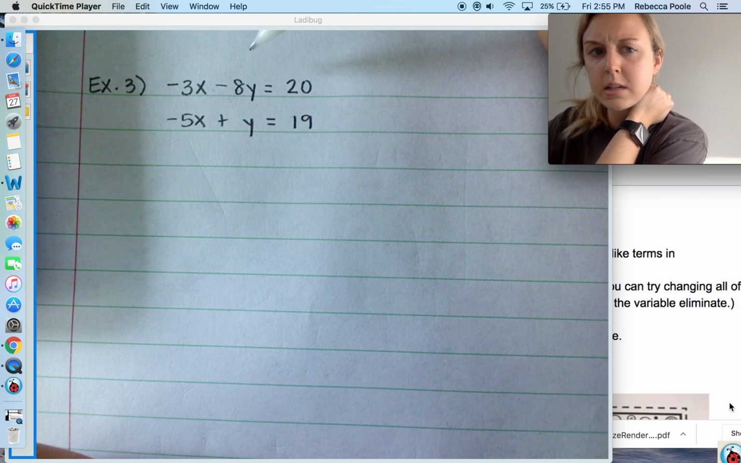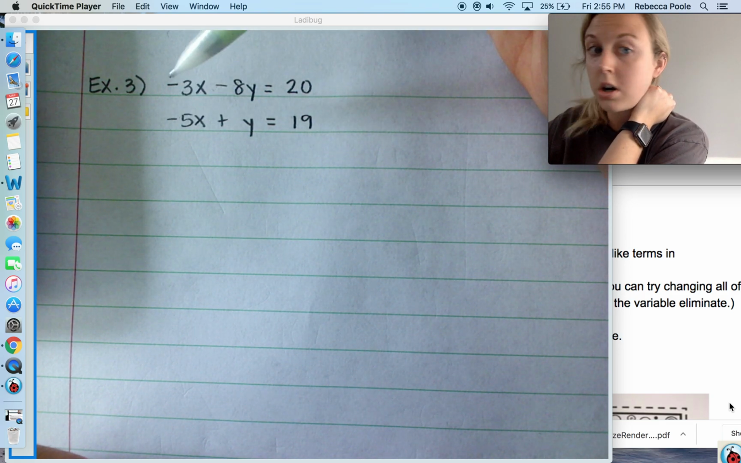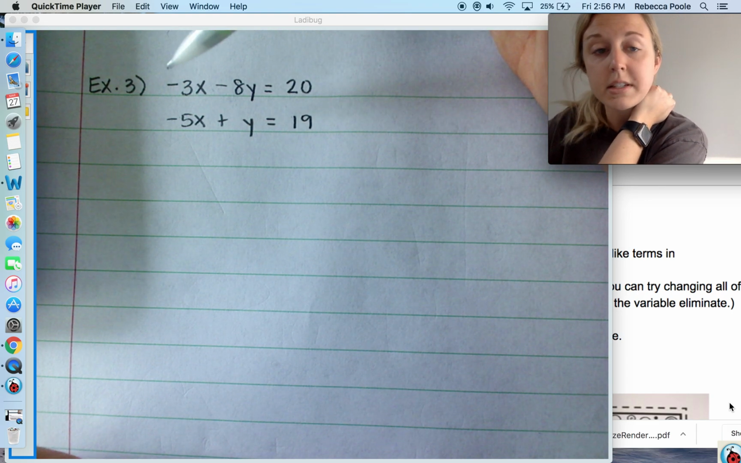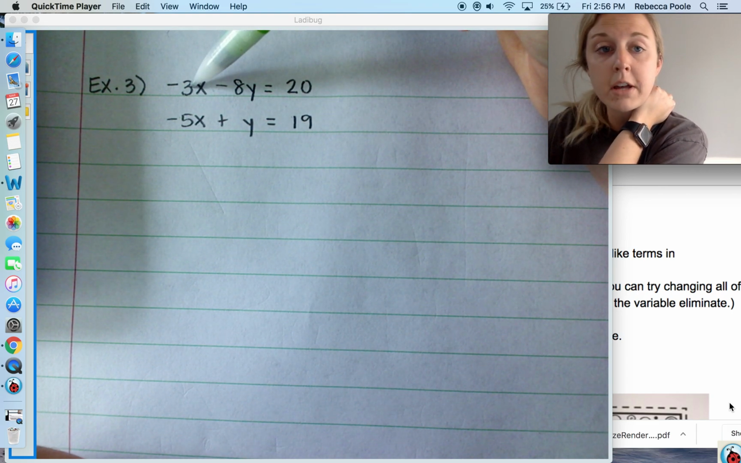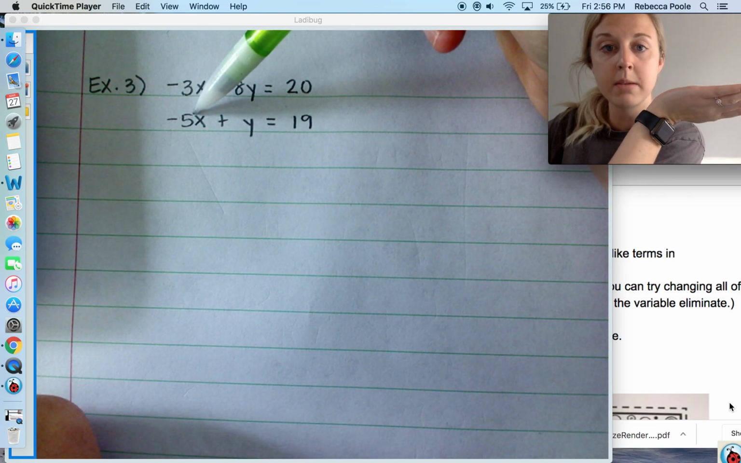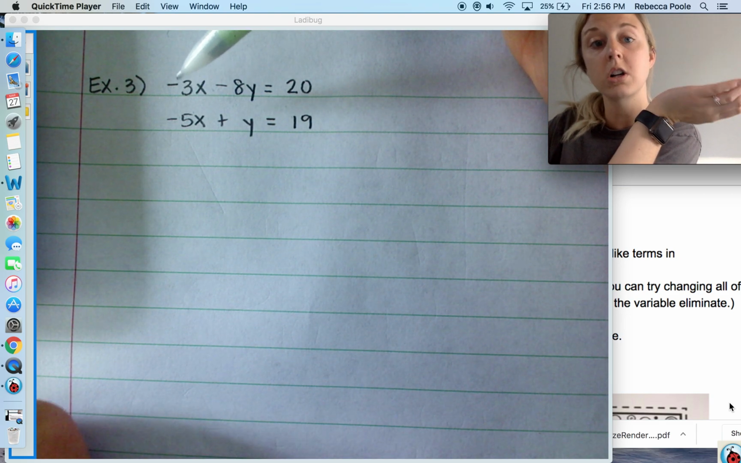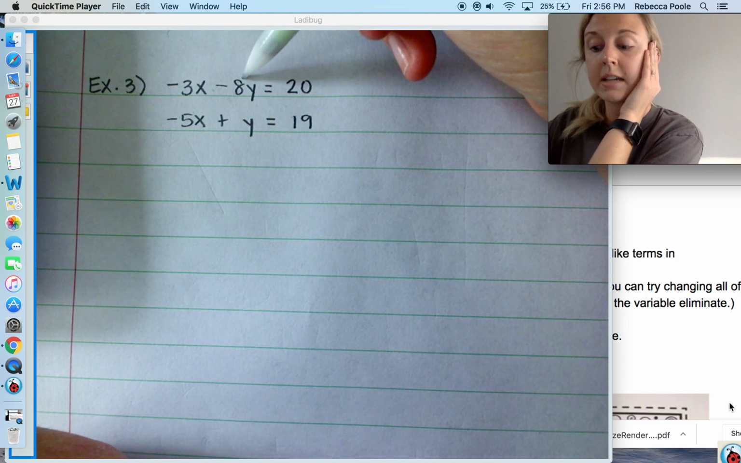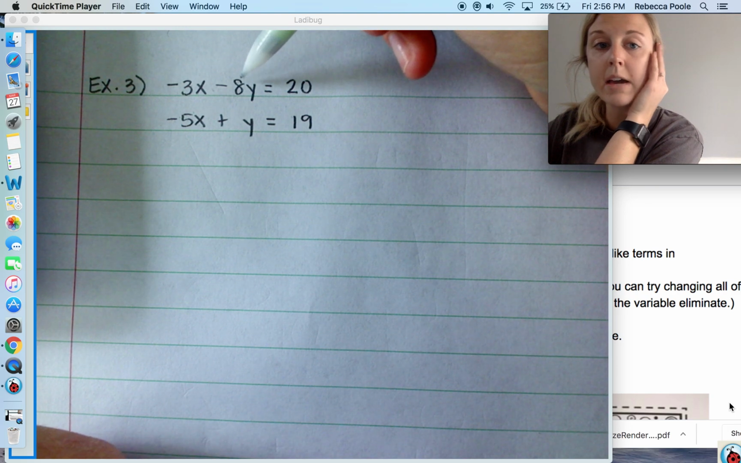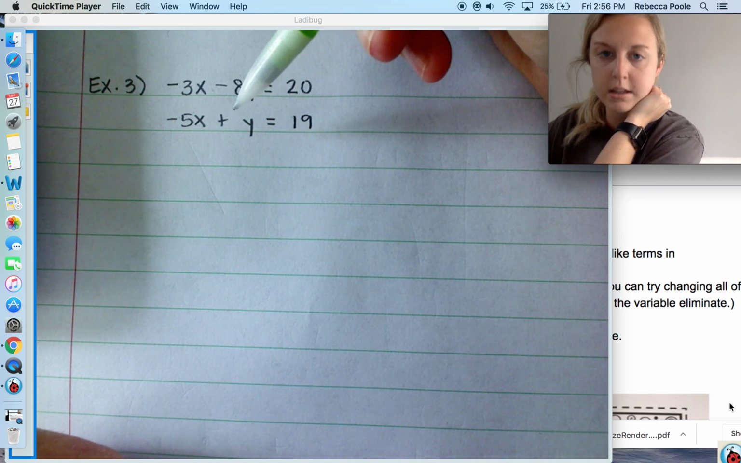If you first look at this one, you're probably like, what the heck, Miss Poole? Nothing eliminates, right? So 3x and 5x are not going to eliminate because they're not the same. So if I took away 3 M&Ms from Bray and then I took away 5 M&Ms from Annie Marie, well, nothing eliminated there, right? Because they're not the same. If we look at this next pair, I'm taking away 8 y's and then I'm adding 1 y. So those aren't going to eliminate either, okay?